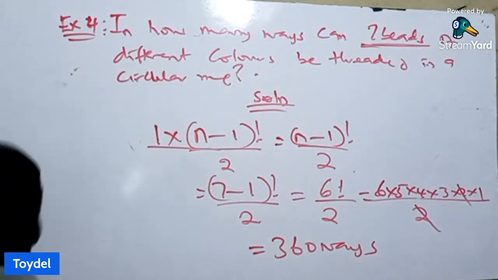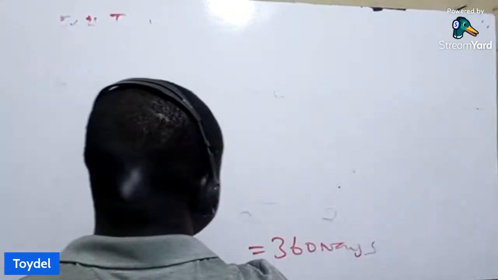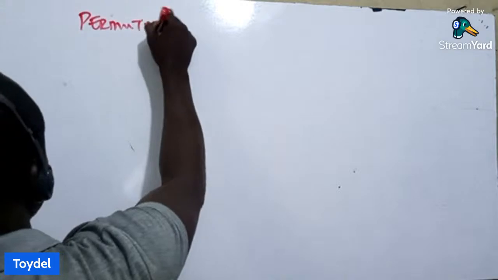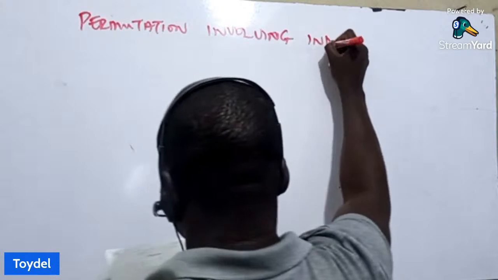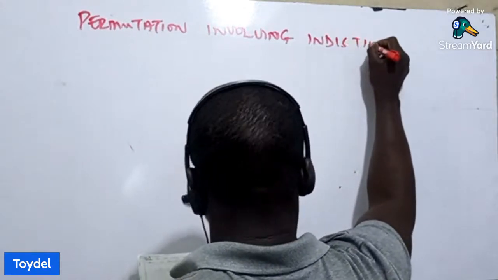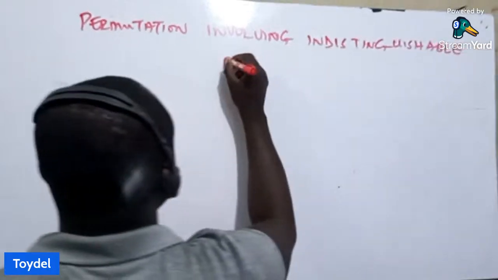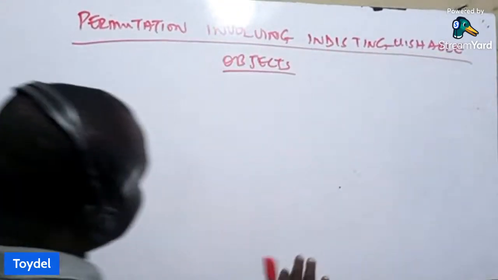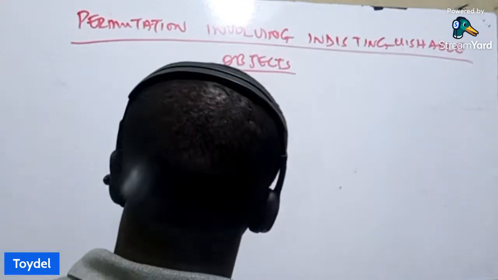Then we will quickly talk about permutation involving indistinguishable objects. That is, objects that you cannot distinguish. So we quickly talk on that. Permutation involving indistinguishable objects. That is, when you have objects that you cannot differentiate, then how do we get the permutation? That is what we are about to discuss here.